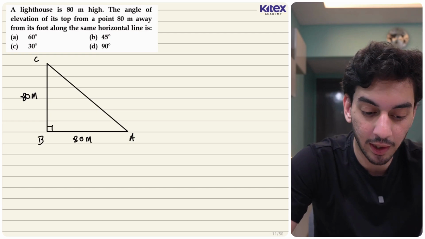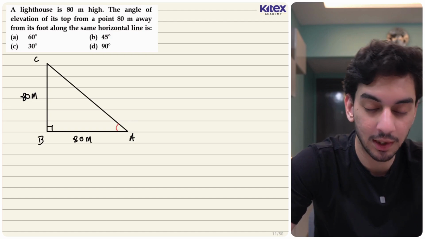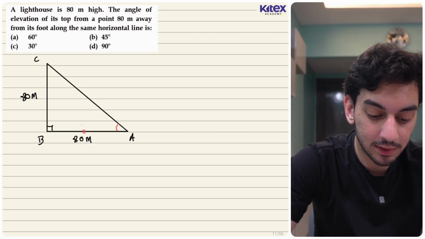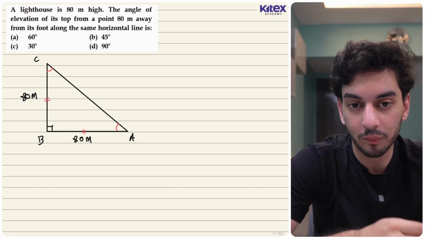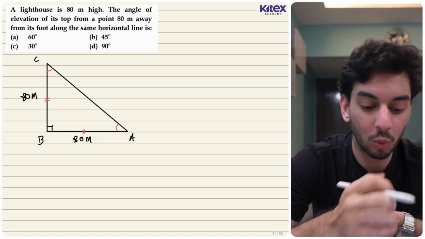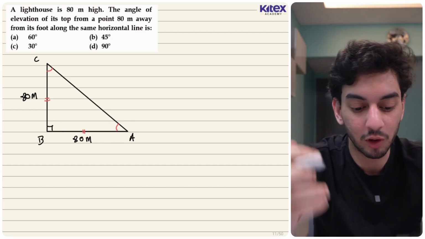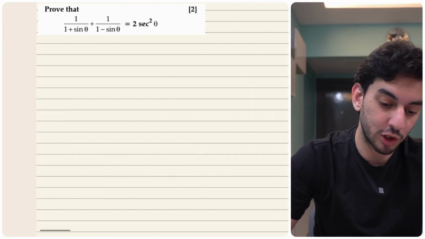This is obviously a right angle. It says the angle of elevation, which means I need to figure out how much this angle over here would be. Now obviously this is an isosceles triangle. So if this and this are equal, obviously the two angles have to be equal. So sum of all angles is 180, one of them is 90, which means the other two have to take 90 equally. That's 45 and 45. It's an isosceles triangle. Next question.